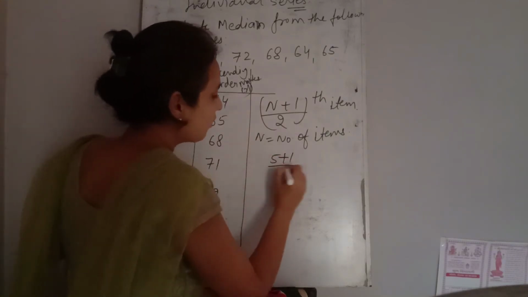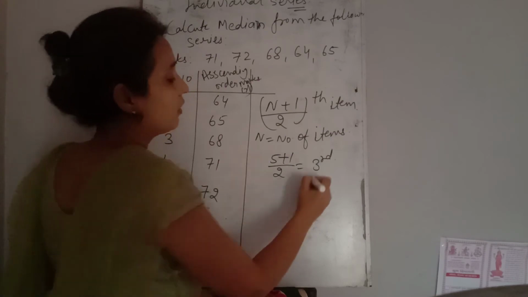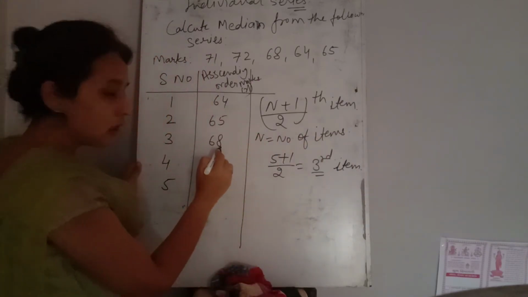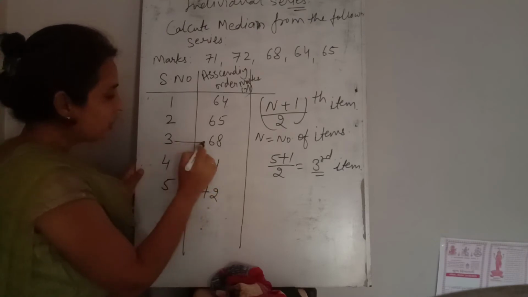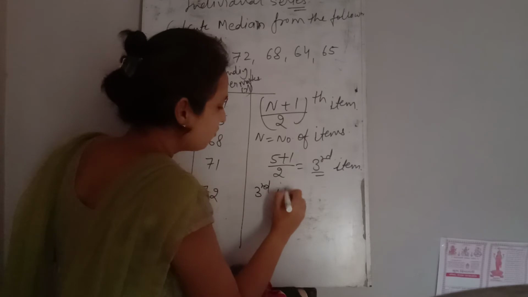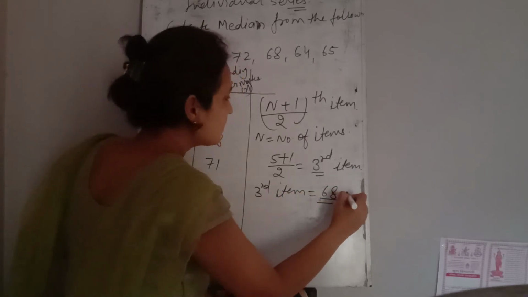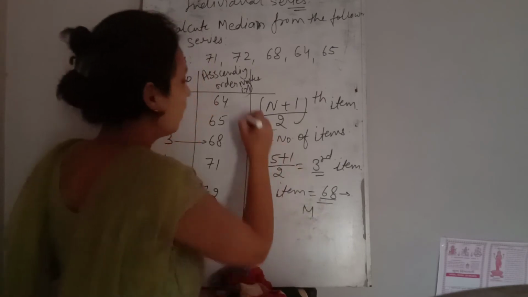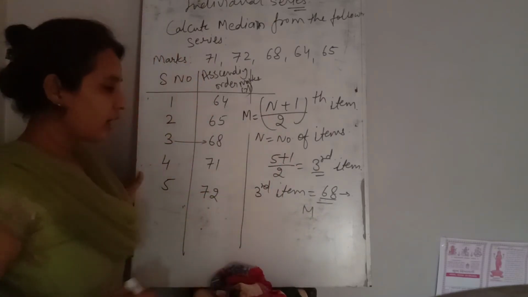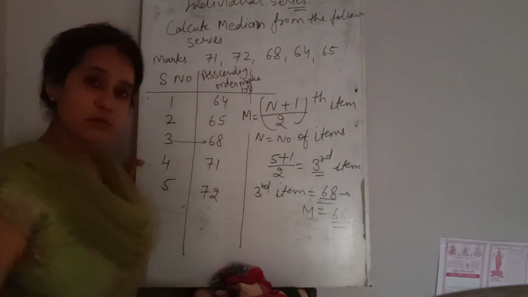5 plus 1 divided by 2. Which item have I got? The third item. Now the third item: 1, 2, 3. What is the value of the third item? That is 68. This 68 is known as the median. We denote our median by M. M equal to 68. Clear to all of you?